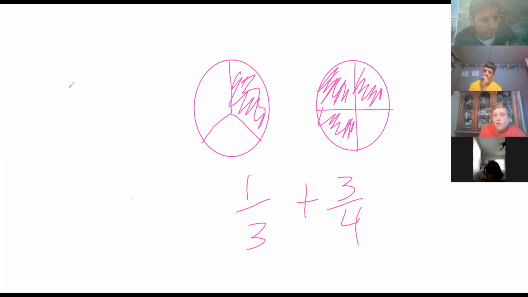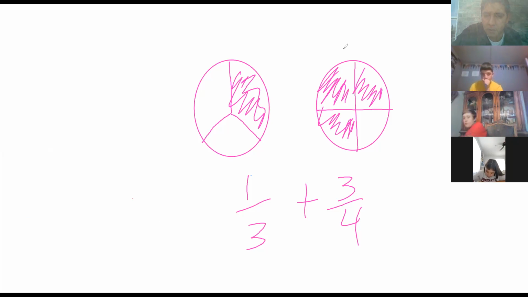Are we sure about that? Think about it. 1/3 is a much bigger part of the circle than 1/4 is, right? So we just can't put them together. We will need to make sure that they're in equal parts, because we can't compare them when they're like that.